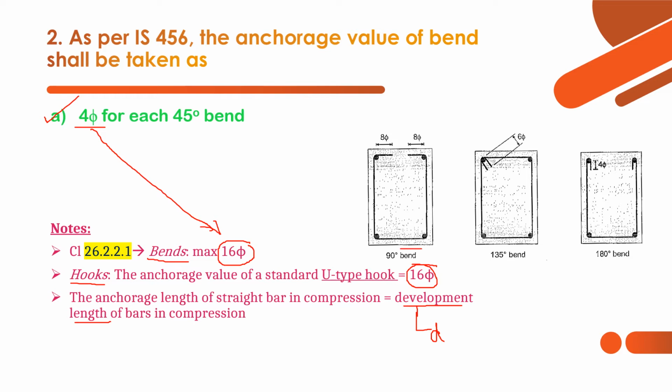Here you can see three diagrams. For 90-degree bend, the anchorage length shall be 8.5 times the diameter. For 135-degree, it shall be 6.5. And for 180-degree, it shall be 4.5. So this is how we have to calculate the anchorage length of a bend. And in case of hooks, it shall be 16.5. So these are the codal provisions given in IS 456:2000. Now let's move on to third question.